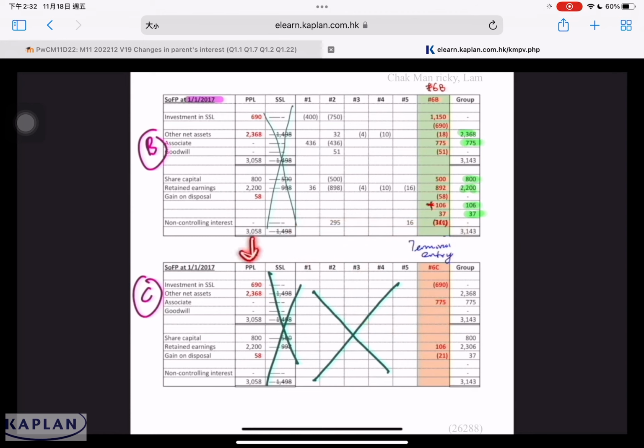At the company level, we adjust to group level. We use one entry to change from company level to group level. We call it a terminal entry. 690 at the company level, at the group level, it becomes 0. This is no longer an investment, it becomes an associate. Take out 690, transfer to associate.